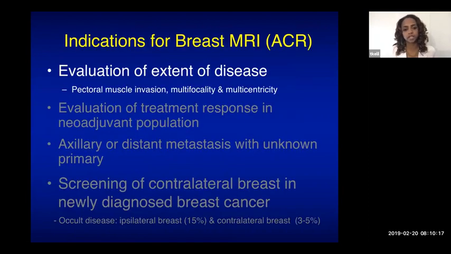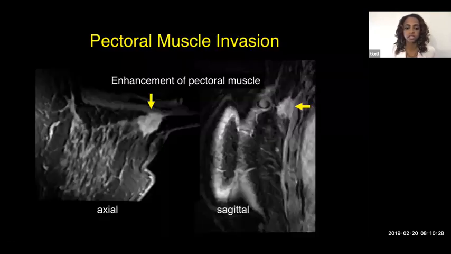So other than screening, what are the indications for breast MRI? One thing you can use it for is if there's a known cancer, you can use MRI to evaluate the extent of disease. For instance, is there any invasion of the pectoral muscle? Because that would help the surgeon decide the extent of surgery that needs to be done.